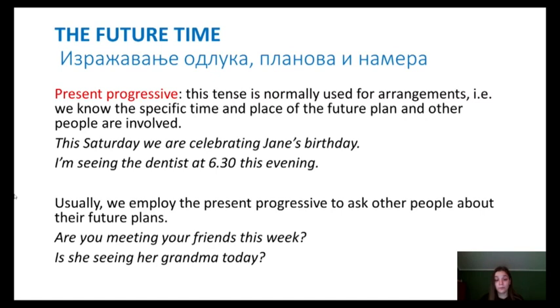Usually, we employ the present progressive to ask other people about their future plans.